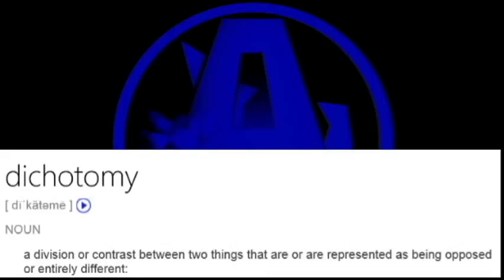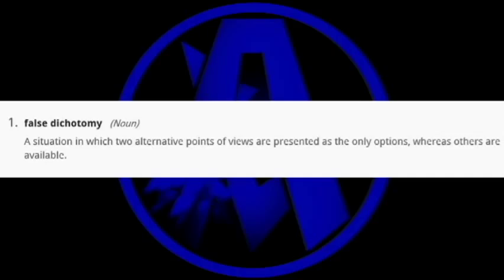Dichotomy: a division or contrast between two things that are or are represented as being opposed or entirely different. False dichotomy: a situation in which two alternative points of view are presented as the only option, whereas other options are available.